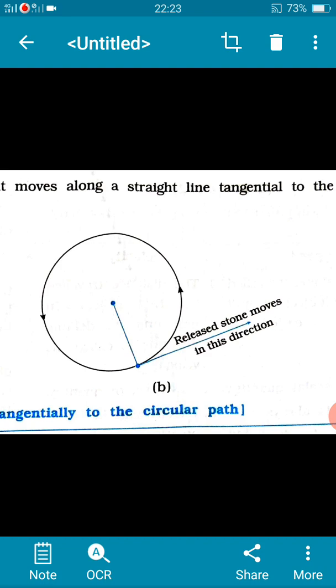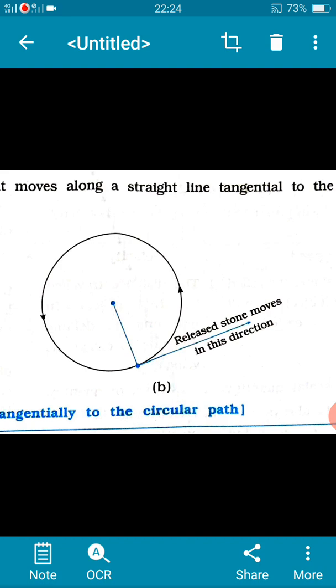And there are many more examples of objects moving under uniform circular motion, such as the motion of the moon and the earth, a satellite in a circular orbit around the earth, and even a cyclist on a circular track at constant speed. All these are examples of uniform circular motion. I hope what we have discussed today is clear to you.